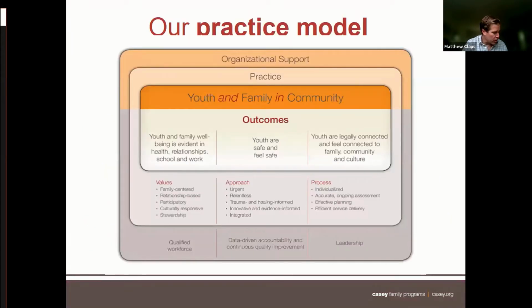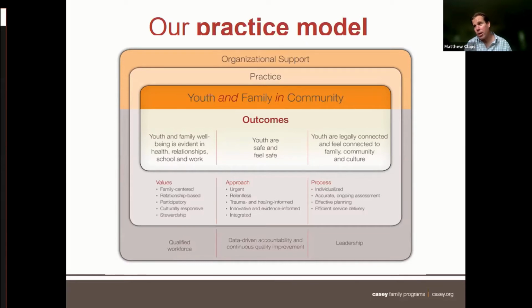But the last thing that I want to share in terms of context is just to tell you a little bit about how we do our work. And so this is our practice model. I know a practice model is a term of art. I'm sure many of you have your own practice models in your agencies and organizations. And to orient you to our practice model, it really is grounded in the simple logic that good practice leads to good outcomes, and both require good organizational support.